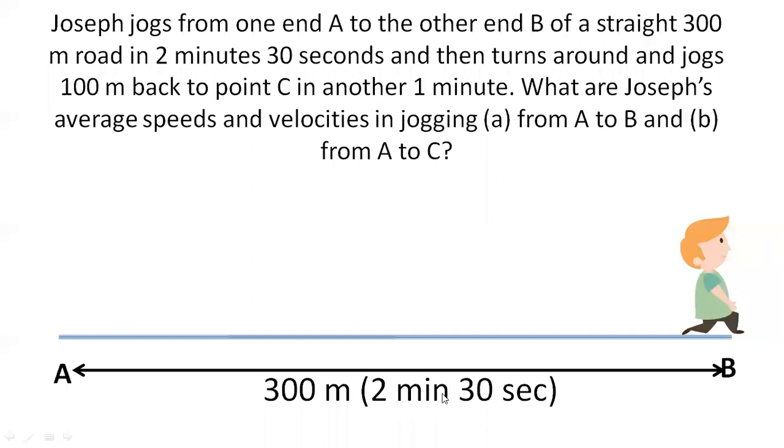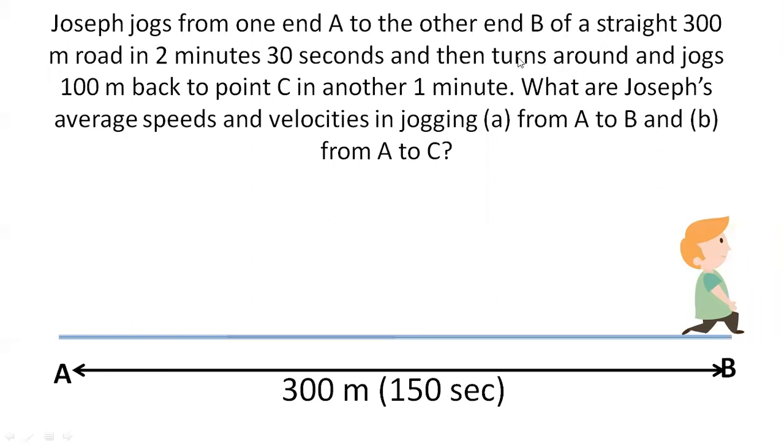But we cannot take 2 minutes 30 seconds. You know, we always take time in seconds. So we need to convert this time. So 2 minutes 30 seconds means how much? 120 plus 30. So 150 seconds, right? For moving from A to B. So the first situation is done.